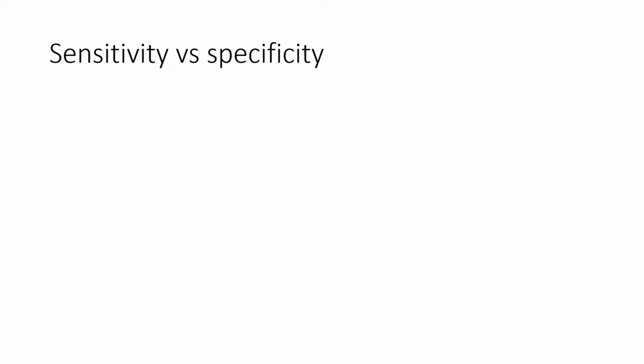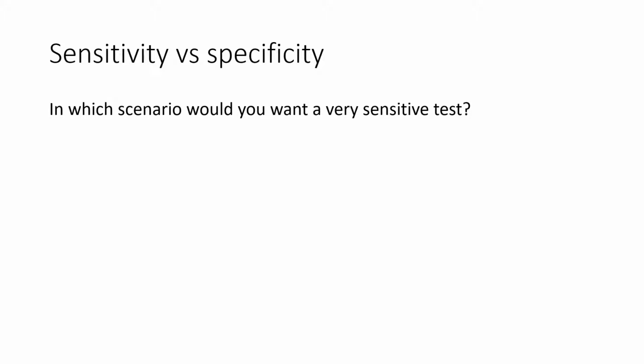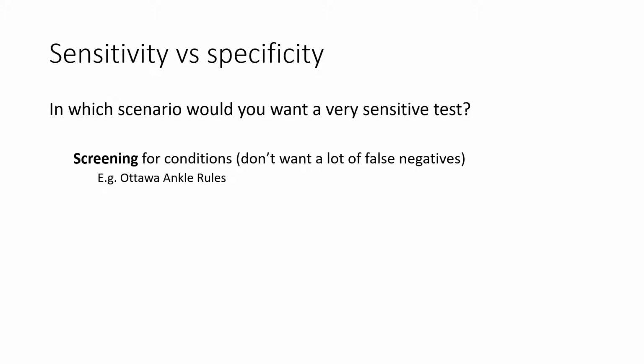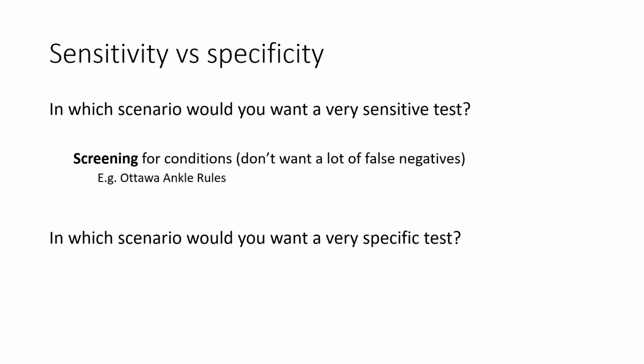So let's compare sensitivity versus specificity. In which scenario might you want a very sensitive test? Typically, you want very sensitive tests when you're screening for conditions. You don't want to miss people. You don't want false negatives. For example, the Ottawa ankle rules or any other clinical decision rule you could imagine. They're screening to assess for conditions. You don't want to miss anyone. So you want high sensitivity, few false negatives.